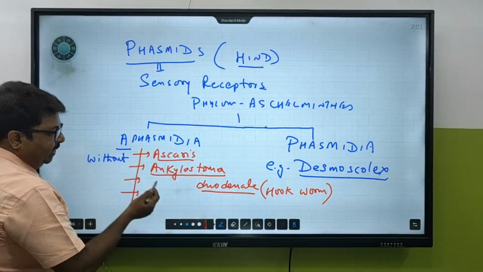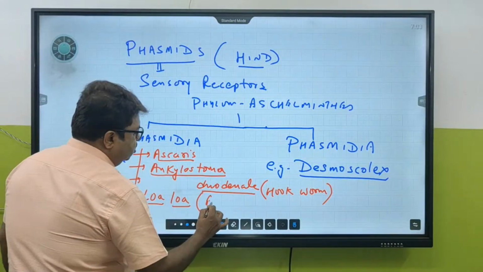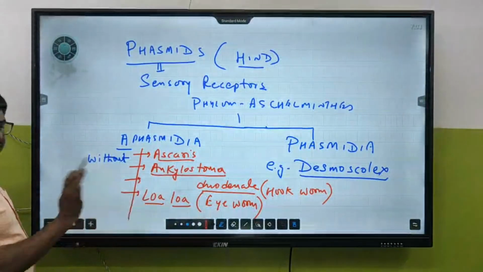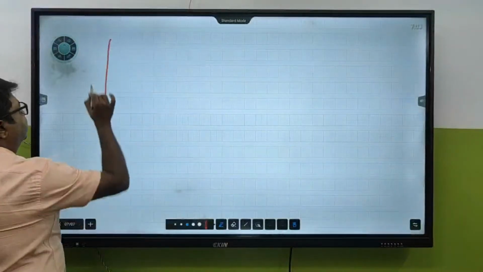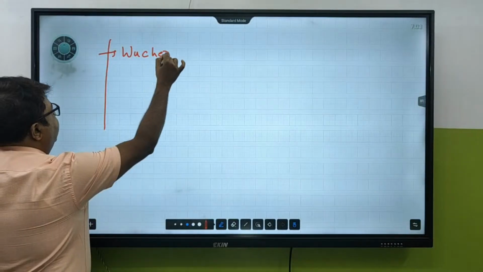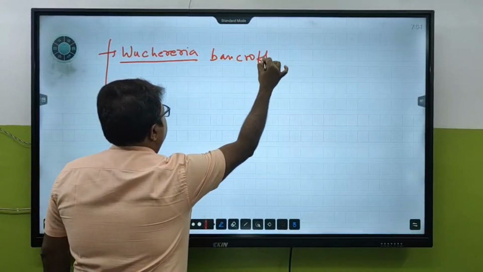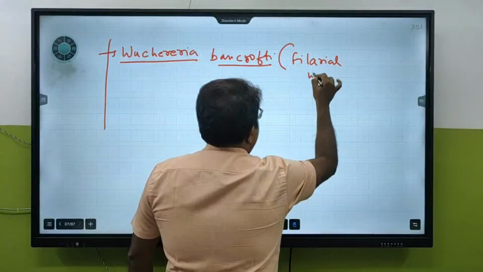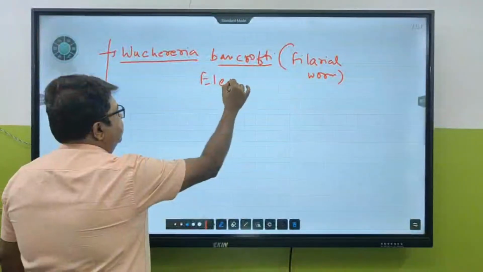Now, the next one is what? Ascaris, Ancylostoma duodenale. The next one is Loa loa, also called the eyeworm. We will show it. No issues. Next example is Wuchereria bancrofti. It is also called the filarial worm. It causes a disease called elephantiasis.